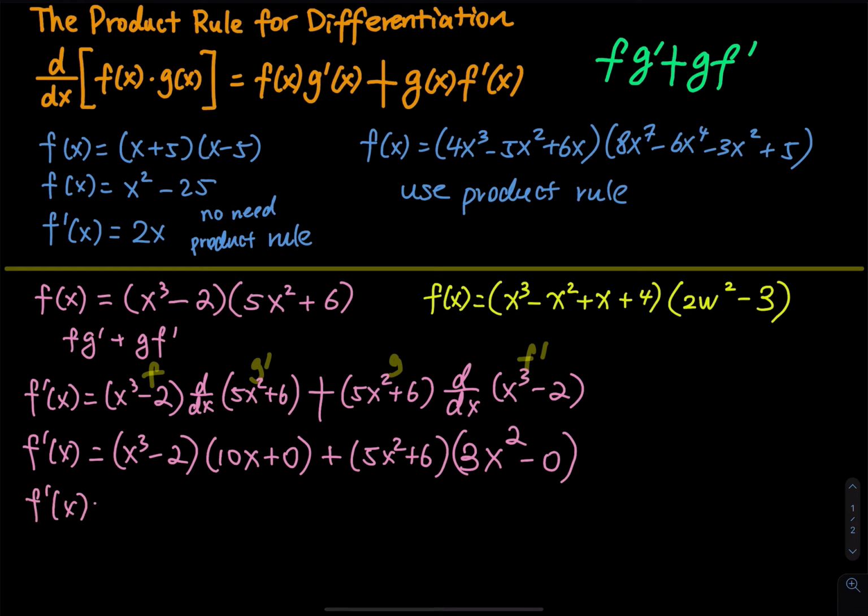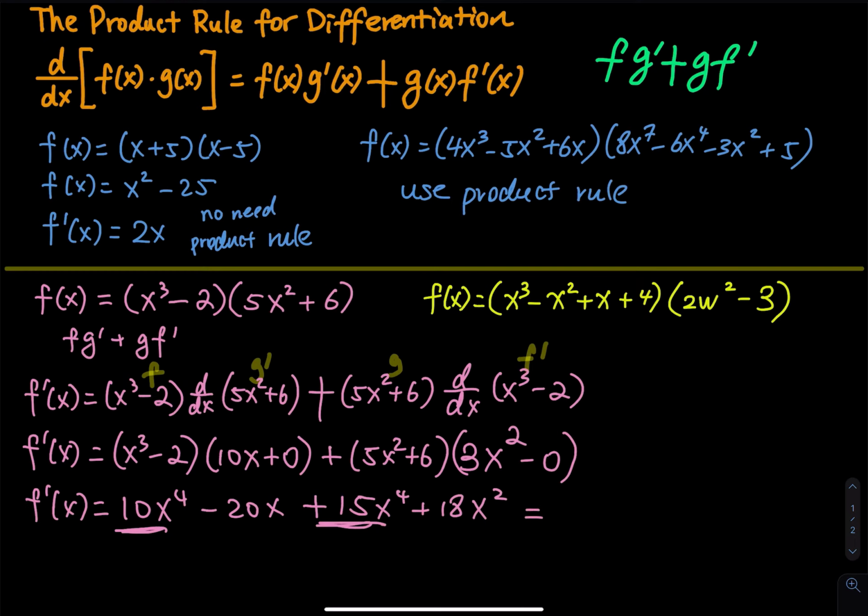So f prime of x, you have x to the third times 10x, so that is 10x to the fourth, and then 0, right? So this, you can just ignore the 0, and then minus 20x, and then plus 5x squared, so 5 times 3, 15, x squared times x squared, so you have x to the fourth, and then 6 times 3, 18, x squared. Do we have anything to simplify? The answer is yes. We have 10 and we have 15, so you have 10 plus 15, so you have 25x to the fourth plus 18x squared and then minus 20x. So this is the answer to the first function.